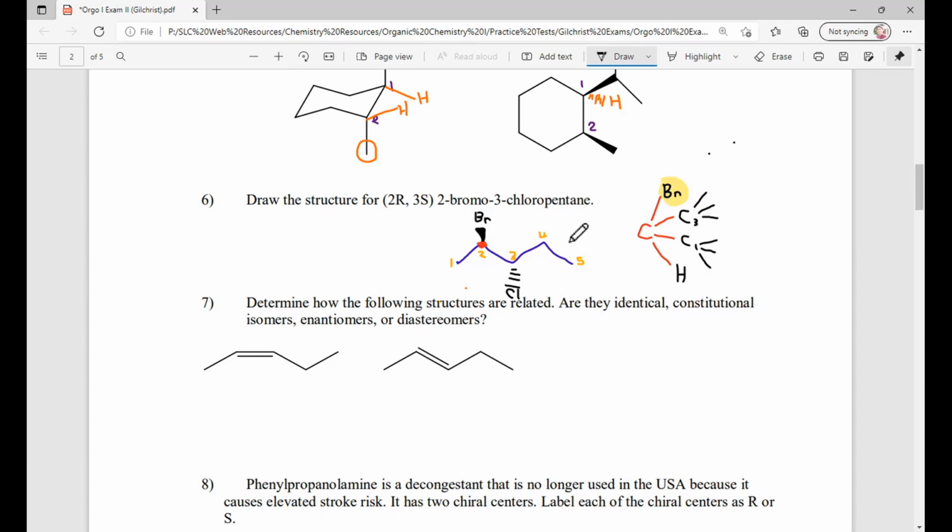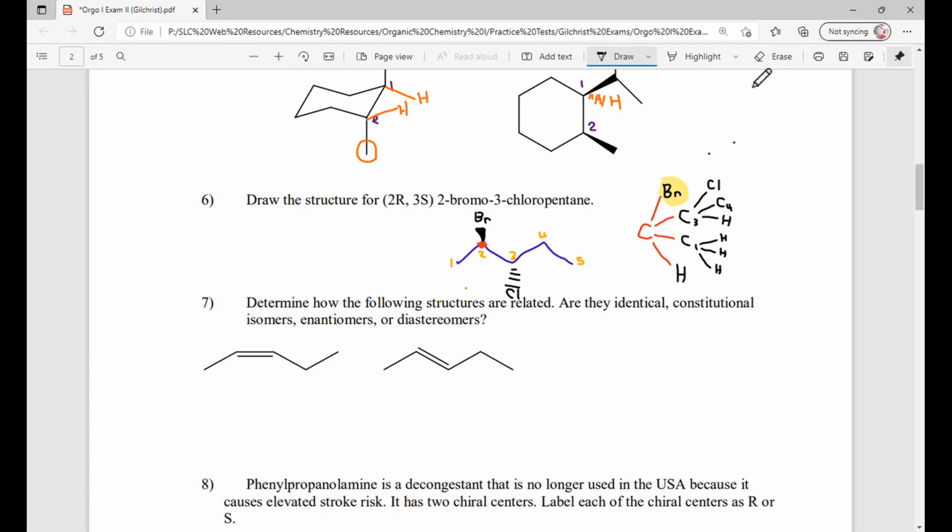So in the case of C1, carbon number 1 is only attached to hydrogens. So this would be a hydrogen, and hydrogen. You list them in order of their weights. The higher weight go on top. Carbon number 3 is attached to a chlorine, a carbon, and hydrogen. So carbon number 3 is attached to the chlorine, which will go on top, a carbon, specifically carbon number 4, and a hydrogen.